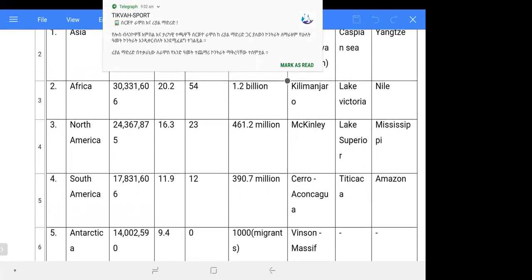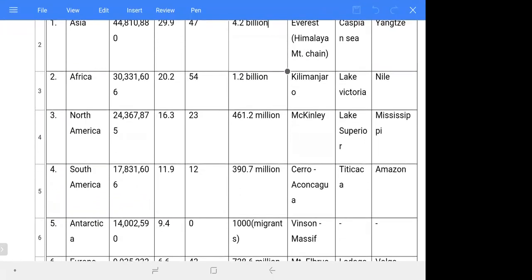Then Kilimanjaro is the highest point in Africa. Then Lake Victoria, you know a lot about Lake Victoria, yes? It's where the White Nile starts, or the origin of the White Nile. The Nile is the longest in Africa, and also in the world.